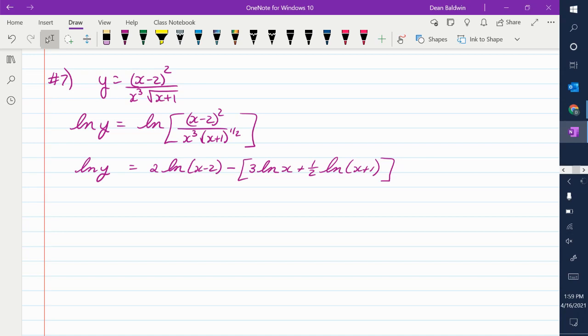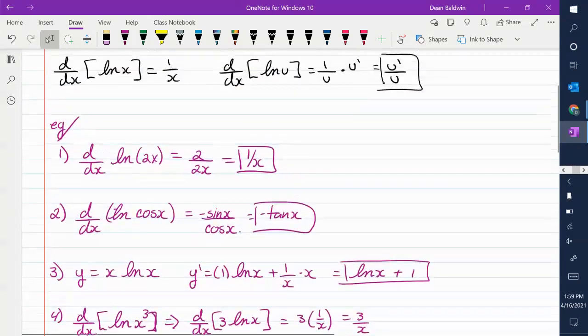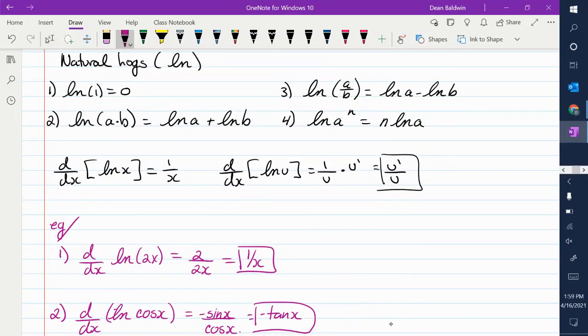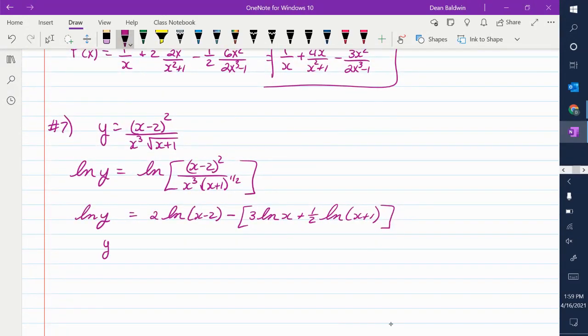Okay, now we do the derivative. So, what's the derivative of natural log of y? This is the only trick. Not 1 over y, but y primed over y, right? Because we're going to go back here. The derivative of natural log of u is u primed over u. So the derivative of the natural log of y becomes y primed over y. That's the only trick, but it'll always be that.